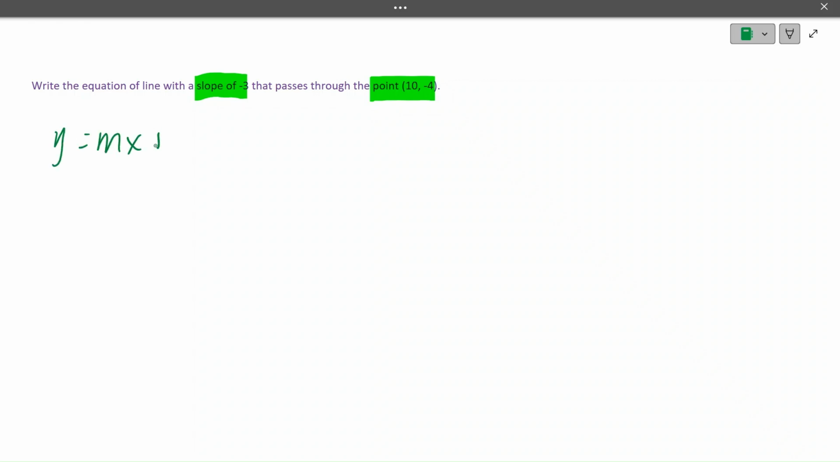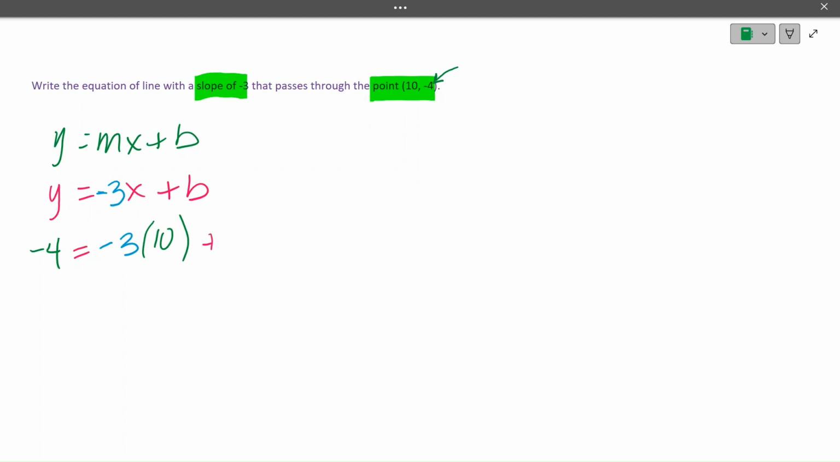So slope-intercept form is y equals mx plus b. I'm going to plug in what we already know. We already know our slope is -3, so that's what goes in for m. And we know that we have a point. Here is how I like to do this. Everywhere I see y, I'm going to put my y coordinate, that's -4. Everywhere I see x, I'm going to put my x coordinate, and in this case it's +10.